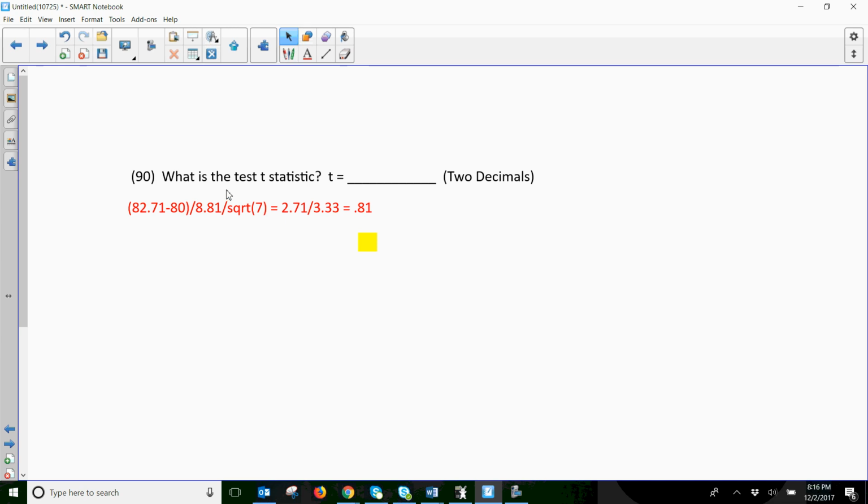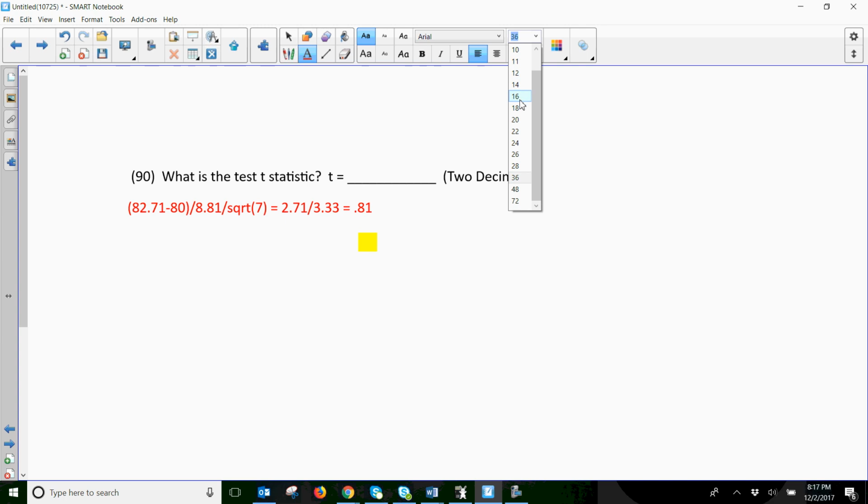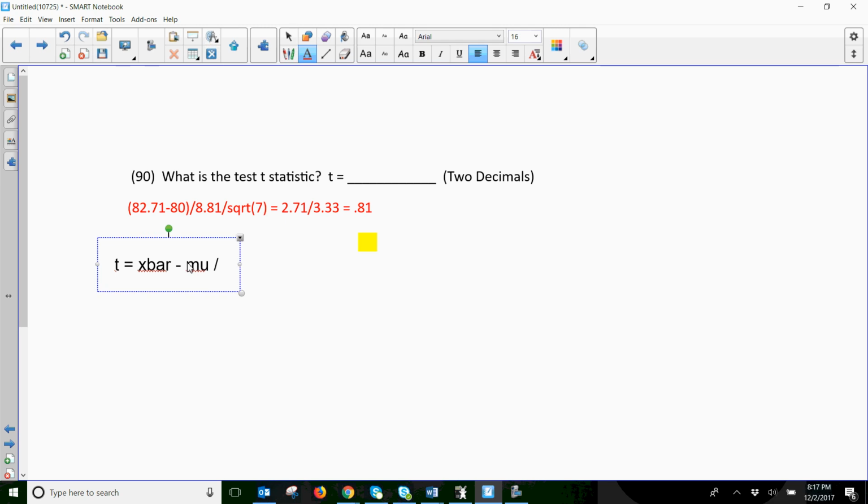What is the test statistic T? So here, remember, T is equal to x bar minus mu divided by S divided by square root of n. Okay, and order of operations, if you're going to put this all in the calculator, you do have to use parentheses. So you will do the numerator first and then the denominator.